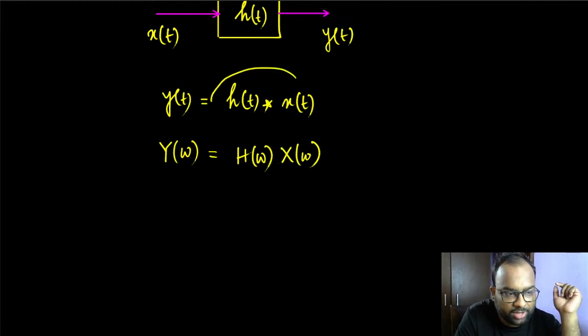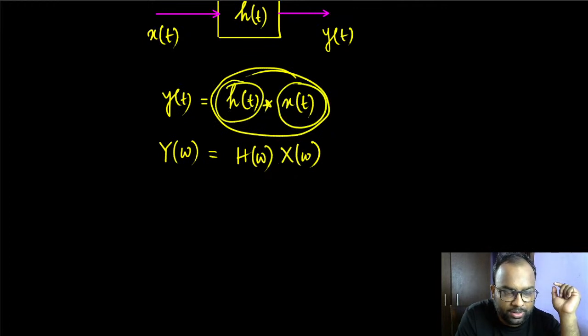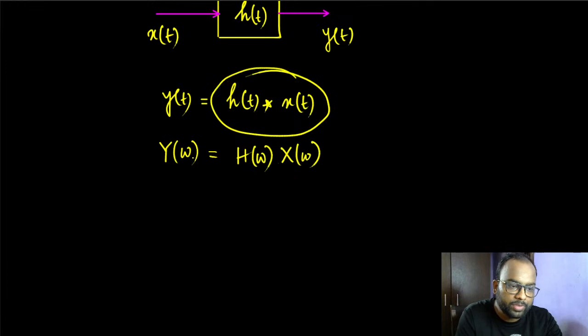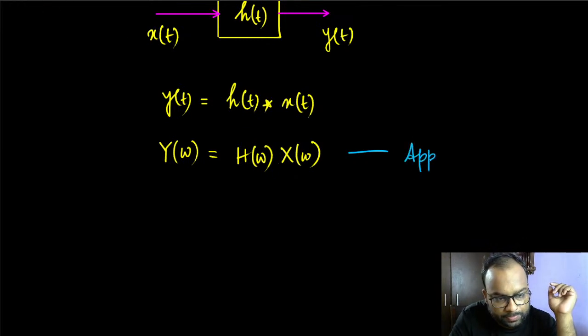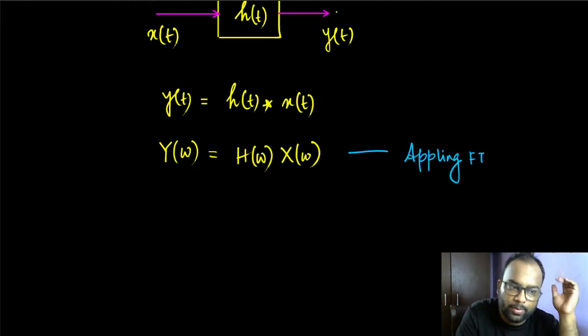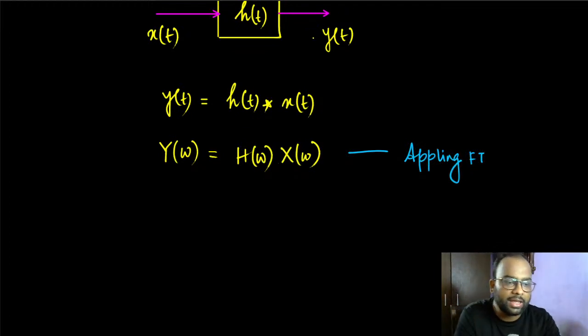So essentially, if I take the Fourier transform of this whole thing, it will be the Fourier transform of this multiplied with the Fourier transform of this. So the Fourier transform of the convolution of two signals is equal to the product of their individual Fourier transforms. Something like that we figured out in our last discussion, right? So we applied FT on this. Fourier transform.